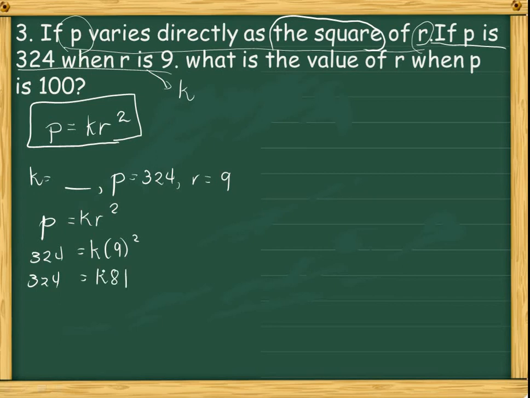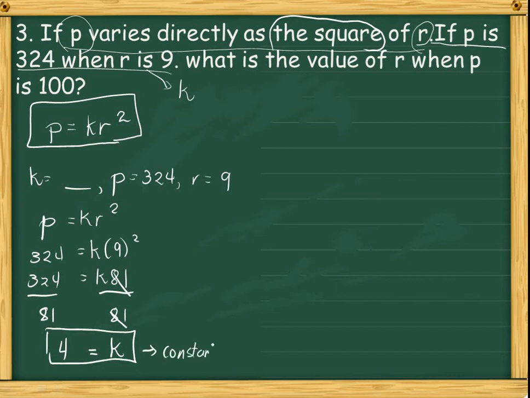So, again, our goal is to find the value of k. So, we need to divide both sides by 81 kasi siya po yung kasama ni k, and we need to find the value of k. So, k is equals to 324 divided by 81 is 4. So, 4 is equals to k is what we call the constant of variation.